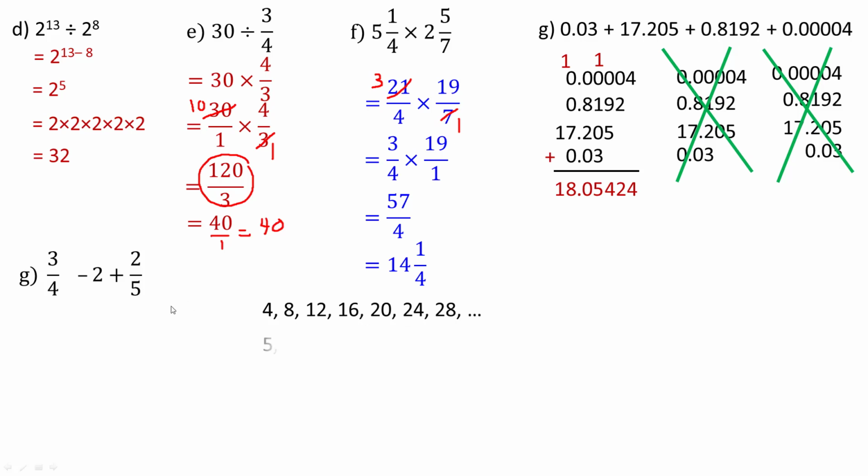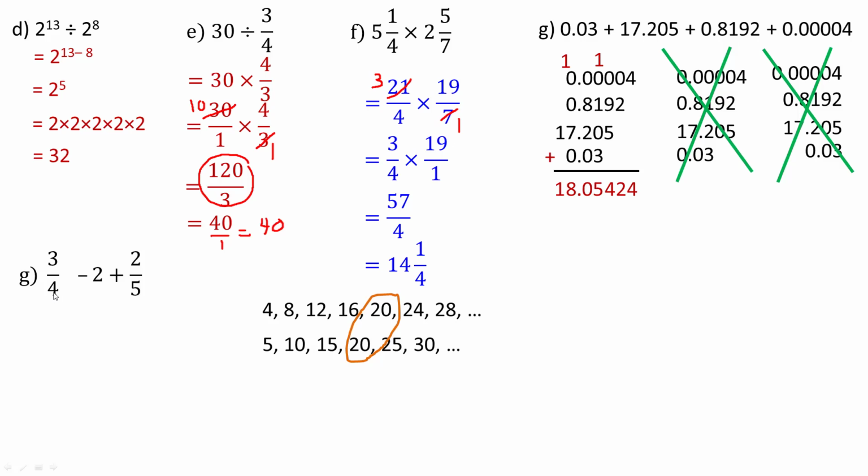The multiples of 5, the first several are 5, 10, 15, 20, 25, 30. The least common multiple of them, or the least common denominator, is the first number that appears in both lists. See, 20 is a multiple of 4, it's also a multiple of 5. So that's what we're going to use for our common denominator.